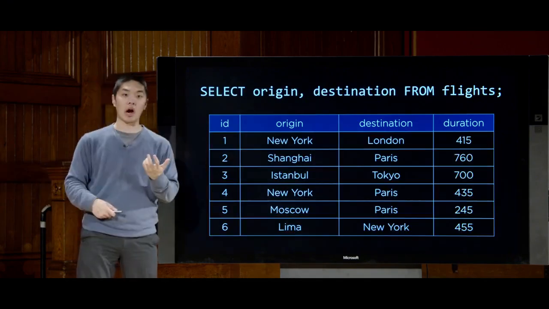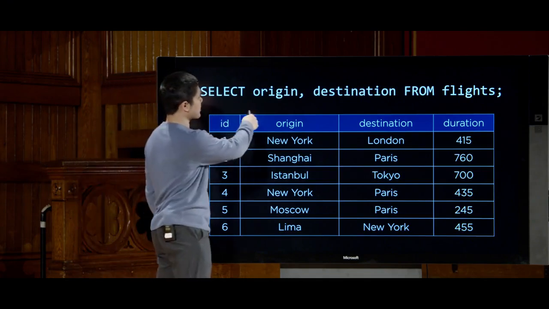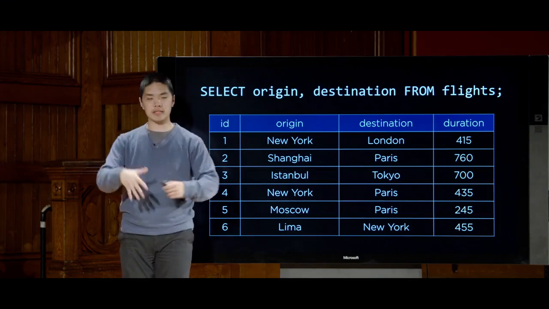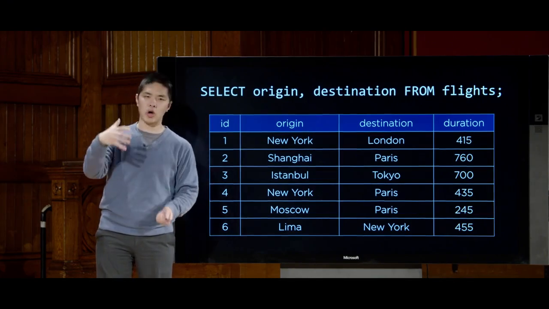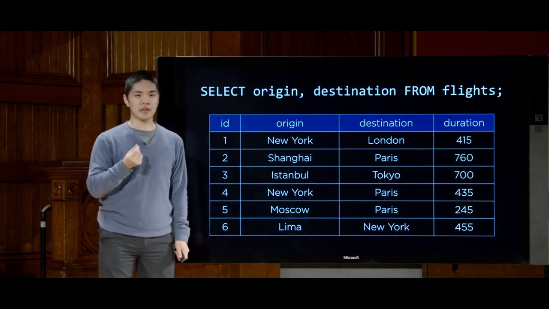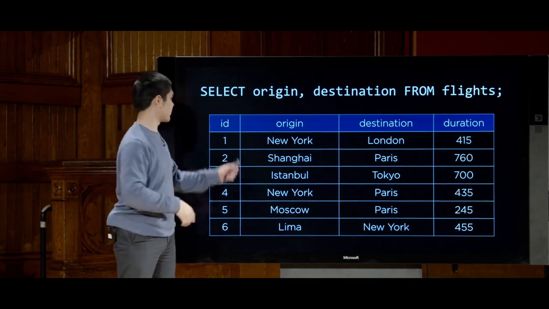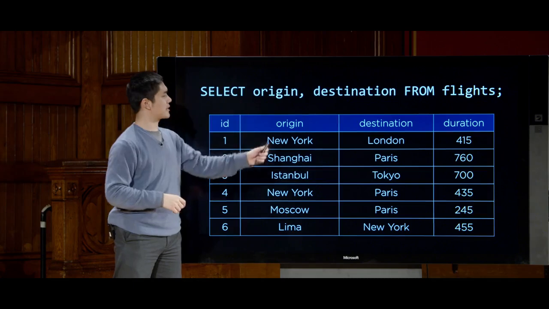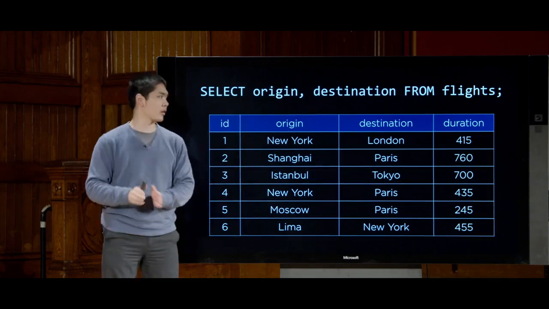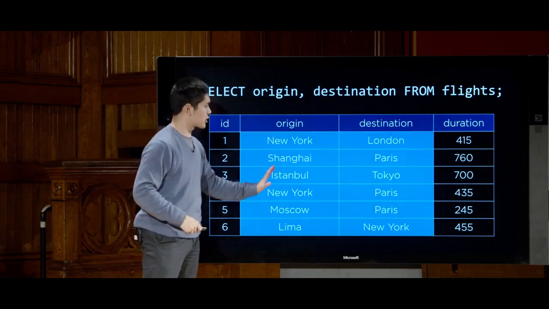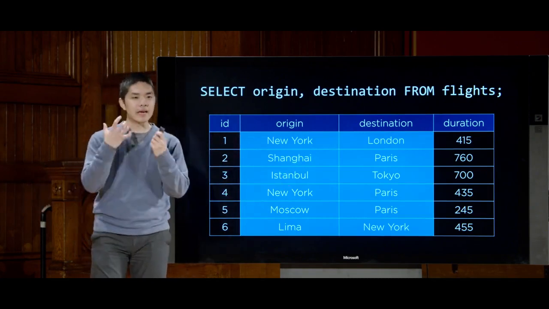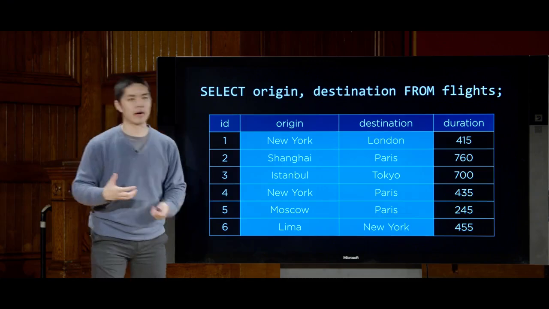Instead of star, I'm saying select origin, comma, destination from flights. So I'm, again, selecting from the flights table, selecting all of the rows still. But the difference is that instead of select star, which means select all of the columns that are present in the table, select origin, comma, destination means I'm only going to select these two columns, the origin column and the destination column. So highlighted in blue here is the data that would be returned if someone were to run this particular SQL query.